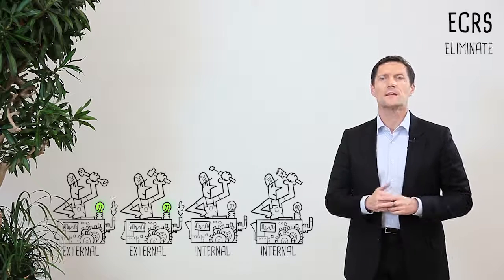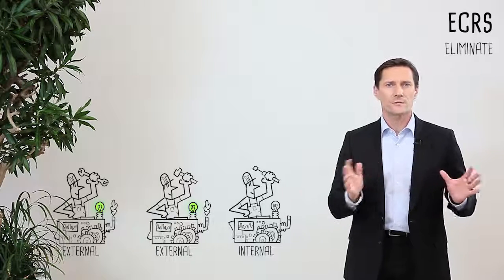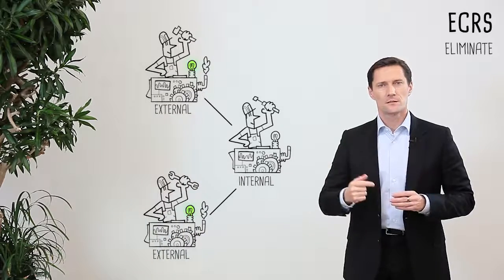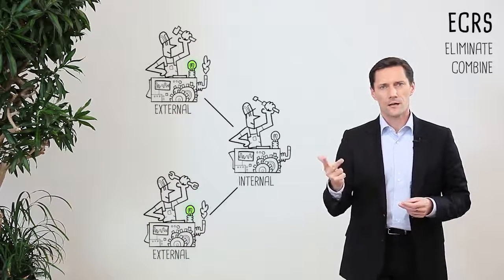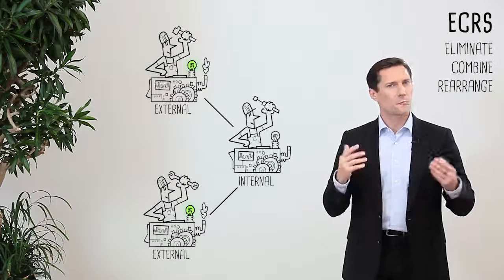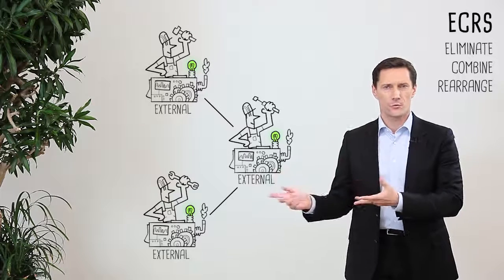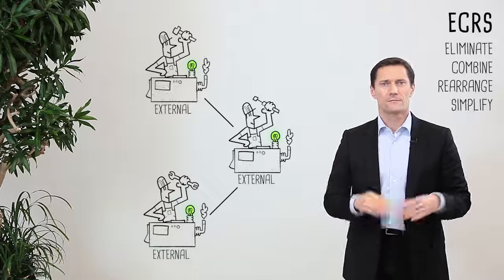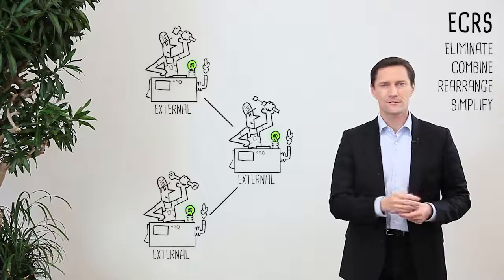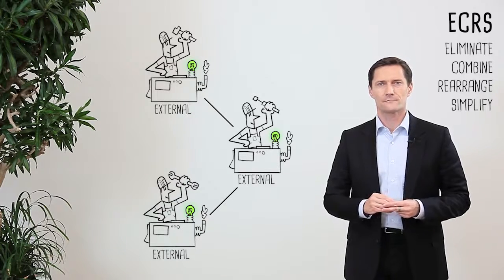E means eliminate. Eliminate useless process steps. C means combine. Run steps in parallel. R means rearrange. Make internal steps into external ones, as I said before. And S, simplify. Simplify the work by using tools or modified equipment. SMED in total is very useful in companies with diversified products that require frequent machine resetting.